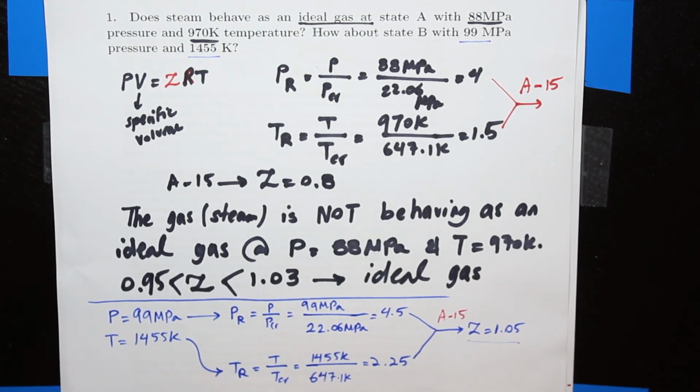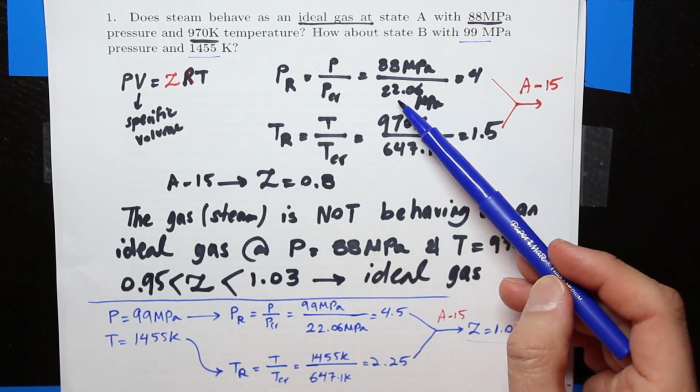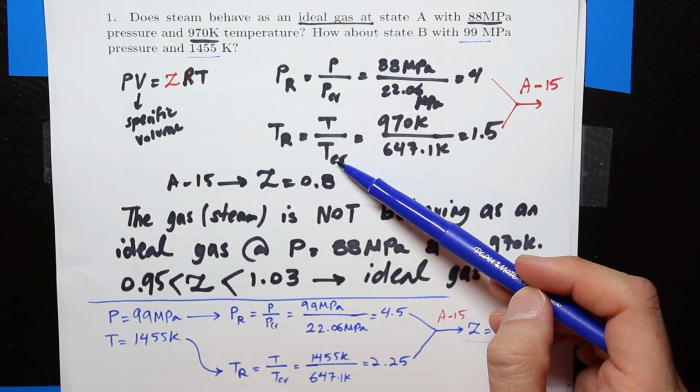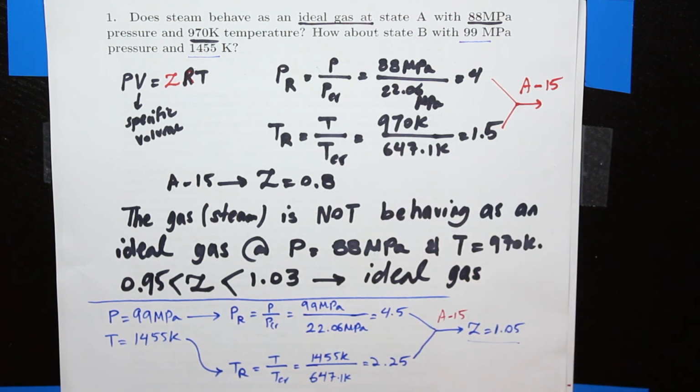We did that back in term 1. Very important kind of calculation. So definitely use figure A15. Know where you want to get PR and TR properties. Both of them are coming from A1. And that's pretty much it.